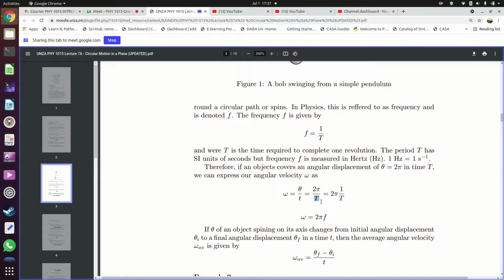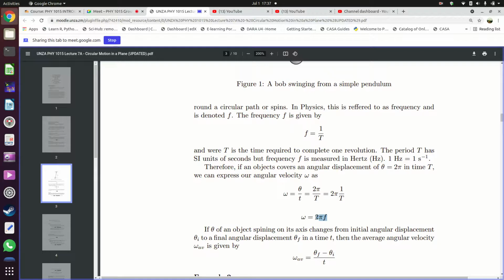You can rewrite the expression 2 pi divided by T as 2 pi times 1 over T. When you do this rewriting, you recall from up here that frequency is equal to 1 over T. Therefore, you can replace this 1 over T with f. So you end up having this: omega, which is angular velocity, is equal to 2 pi multiplied by the frequency.